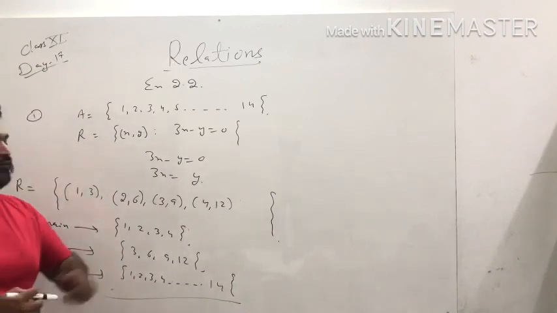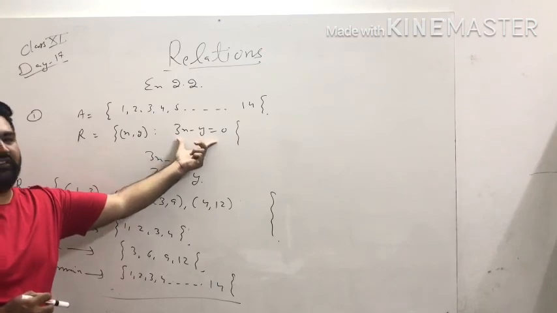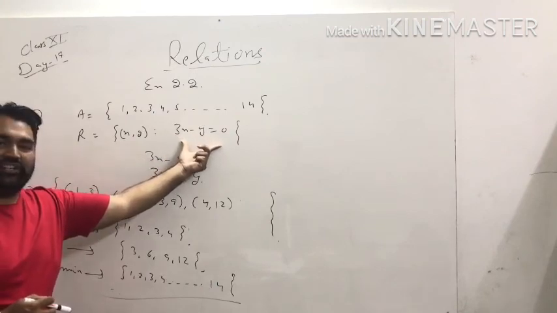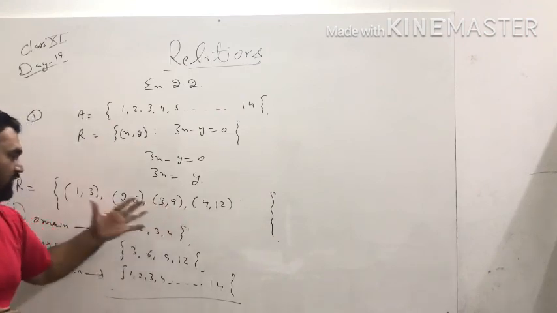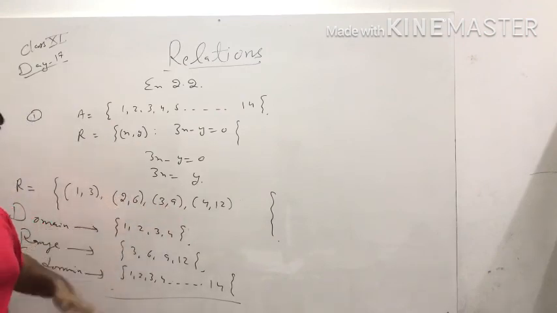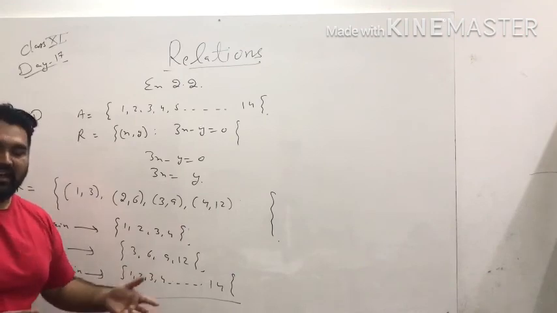In this question, the condition is very important. From the condition, we just put in the values of x to get the possible ordered pairs. From these ordered pairs, we can find range, domain and codomain.